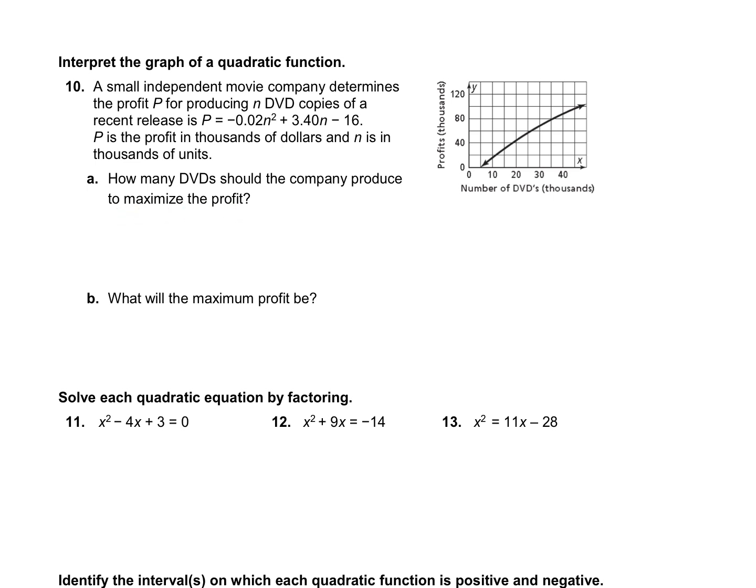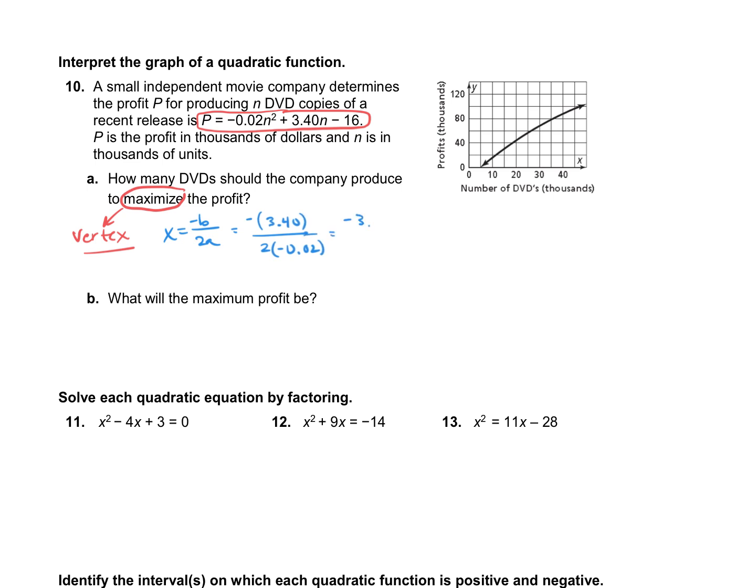So maximizing the profit, anytime we see maximize or minimize, that's a key word that tells us we should find the vertex, and then we can interpret what the vertex is telling us. This is our quadratic function up here, N squared, because our variable is squared, that makes it a quadratic. That is in standard form, so we're just going to follow our standard form. X equals negative b over 2a. So negative, and our b value is 3.40, divided by 2 times a, which is negative 0.02.